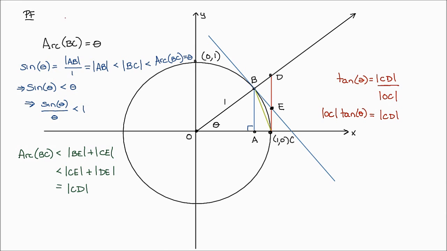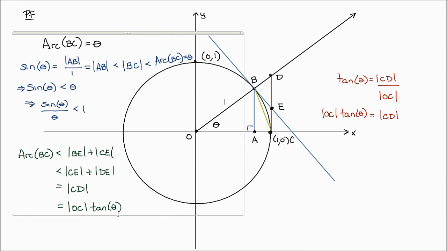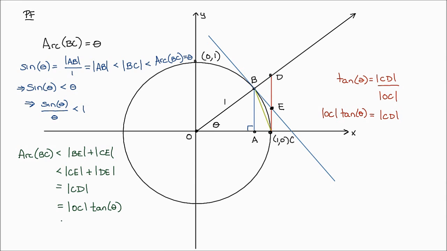Okay, and that's important here, so let me switch back to green for pen colors. So this is equal to the length from the origin to point C times the tangent of theta. However, this is a unit circle. So the length from O to C is a length of 1. So this is the same thing as 1 times the tangent of theta. And of course, tangent of theta is sine of theta over cosine of theta. Now we're going to get into what this means.